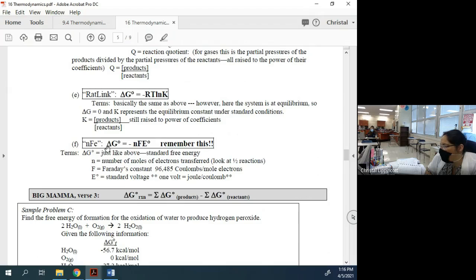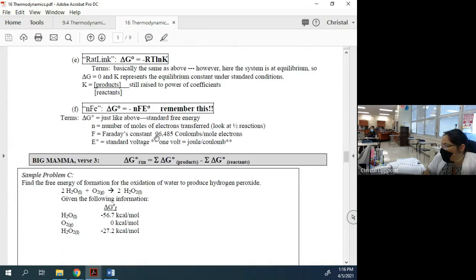Then we'll get into this one. I don't think we're going to spend much time with this one today. Maybe we get to a problem or two, but delta G prime, which means standard conditions, equals negative n, where n is the number of moles of electrons. When we did our redox reactions, these are the electrons that we canceled out. Remember, you had to multiply stuff until we had equal amounts of electrons on both sides, and then you canceled them out. That's going to be the moles of electrons of a reaction or a half reaction.